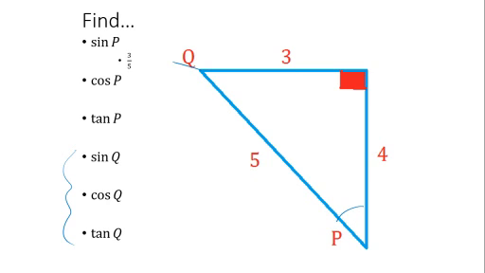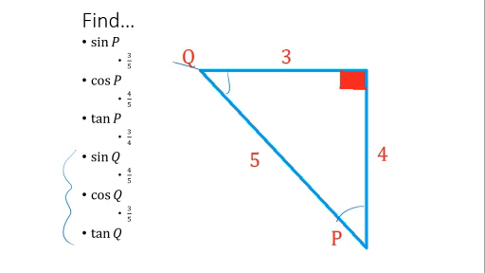All right, so cosine of P ends up being the adjacent over the hypotenuse, which is 4 over 5. Tangent of P is the opposite over the adjacent, so that would be 3 over 4. Sine of Q, taking it based on this angle, is again opposite over the hypotenuse. Now the opposite of Q is 4, so it'd be 4 over 5. And the cosine of Q is the adjacent over hypotenuse, 3 over 5.